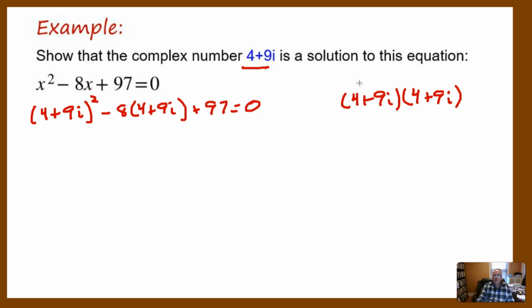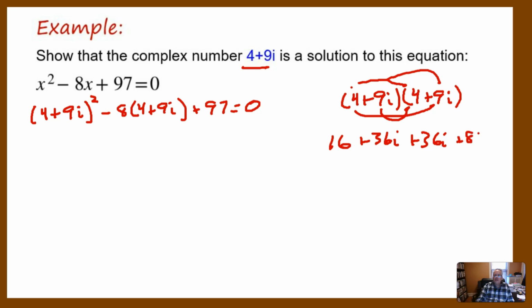And I'm going to use FOIL to do that. When we multiply the first, 4 times 4 is 16. We multiply the outer, 4 times 9i is 36i. And when we multiply the inner, we get 9i times 4, which is another 36i. And when we multiply the last, 9i times 9i gives me 81i squared.